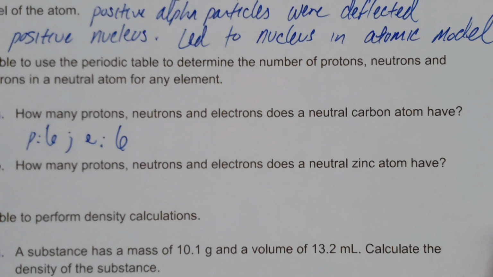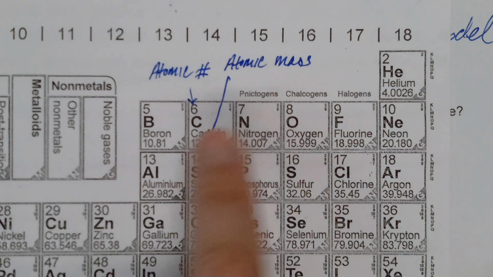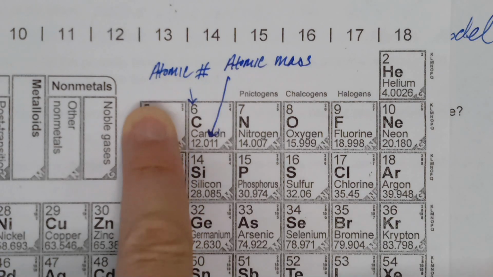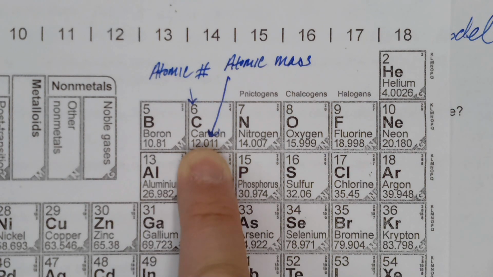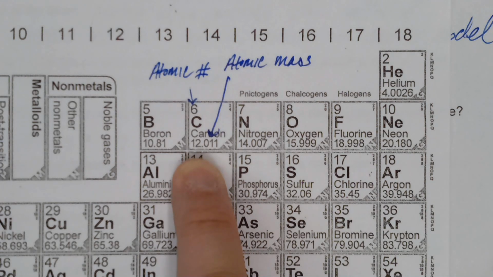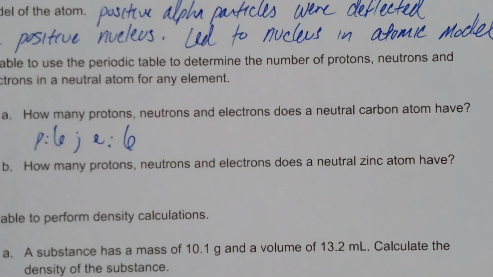Okay. To find the number of neutrons, we need to do the atomic mass minus the atomic number. We always round the atomic mass to the nearest whole number. So if it's 12.0, we're going to round that to 12. So atomic mass minus atomic number is 12 minus 6, which is 6 neutrons.